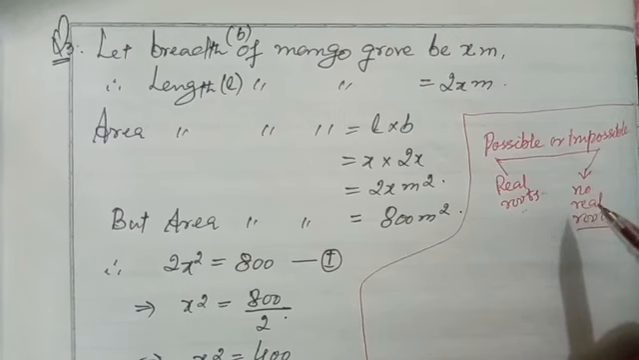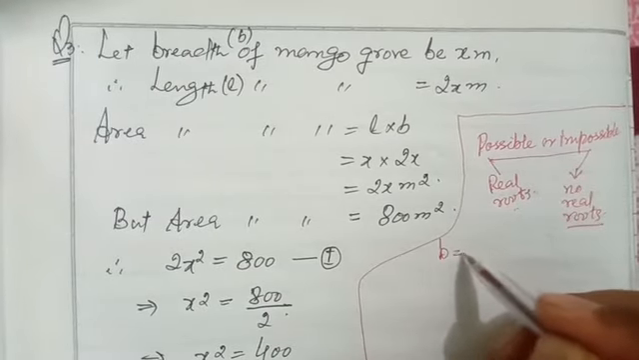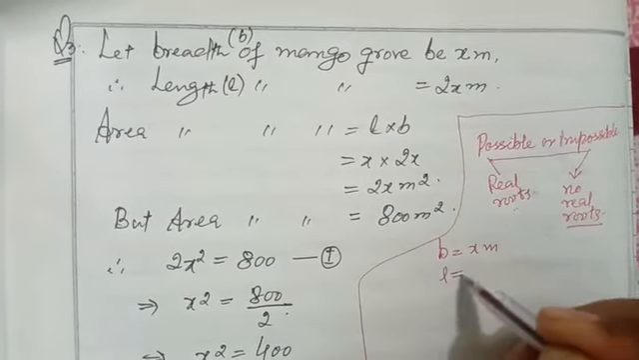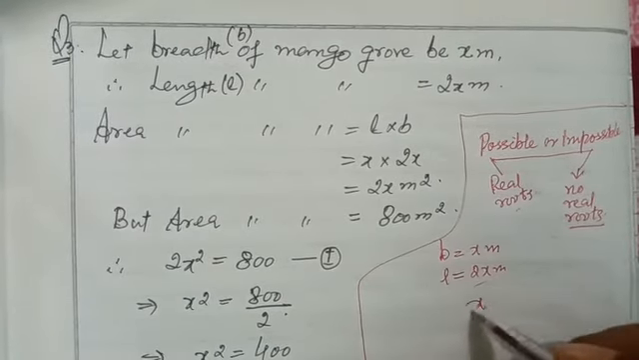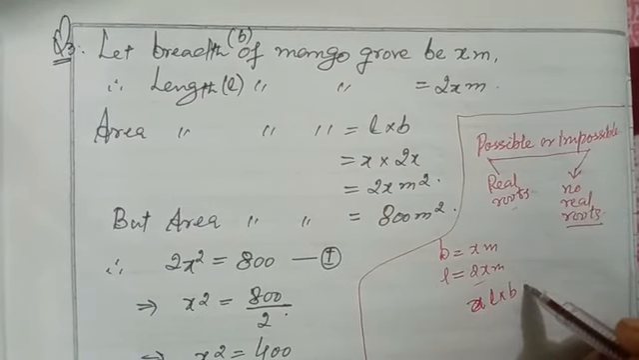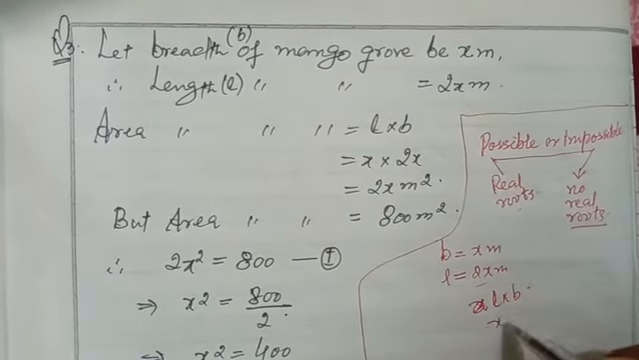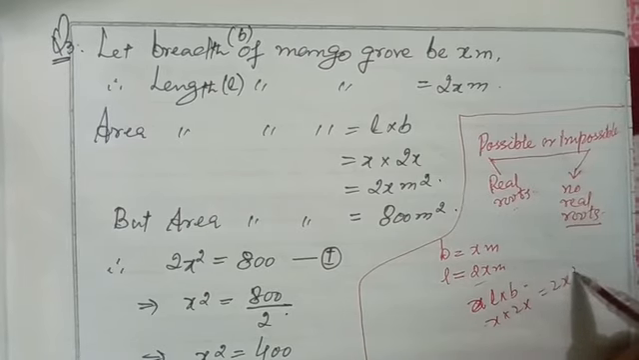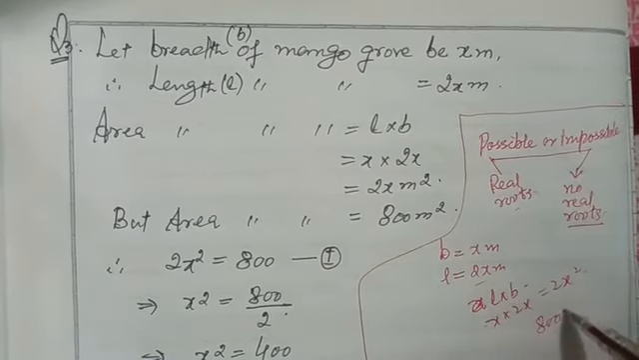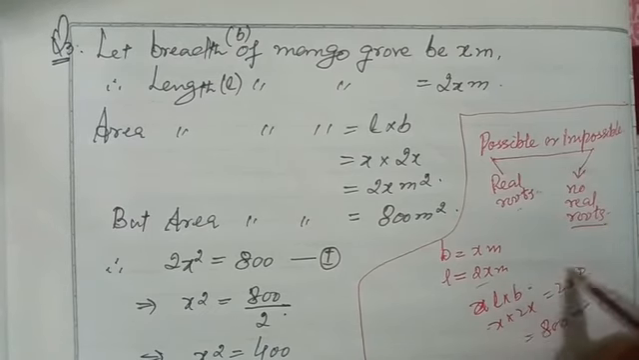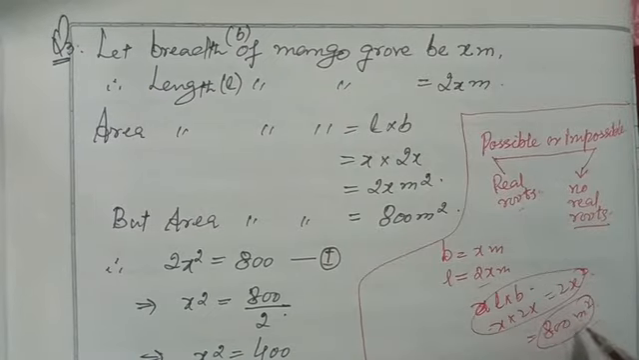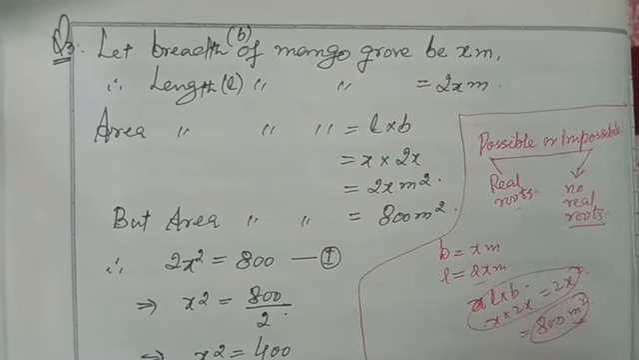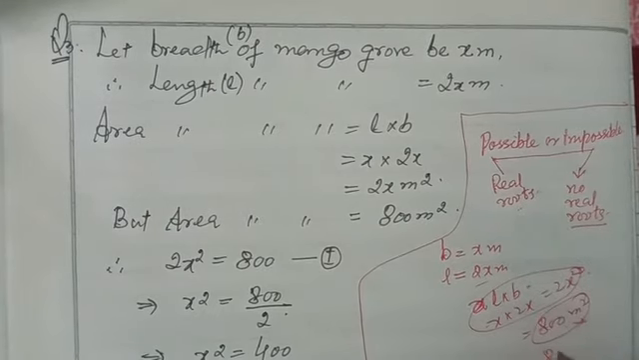Now see here, whose length is twice its breadth. We will take, let breadth be x meter. Then length will be twice the breadth, that's 2x meter. Its area will be length into breadth, that is x into 2x, so we will get 2x square. But area is also given as 800 meters square. This is the area of the same rectangular mango grove. So finally we can write 2x square is equal to 800.